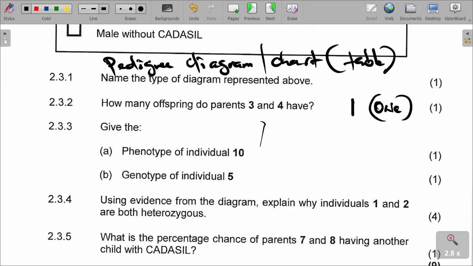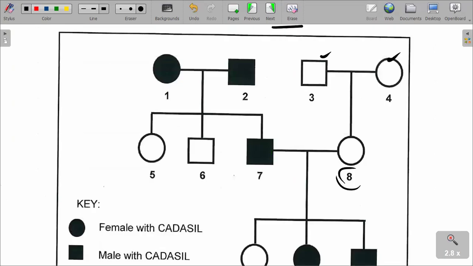I think you remember that individuals 3 and 4 are linked by a horizontal line, which indicates they are parents. A vertical line extends down to their children. So in terms of 3 and 4, they give number 8 as their child, shown by the extension of the vertical line there.